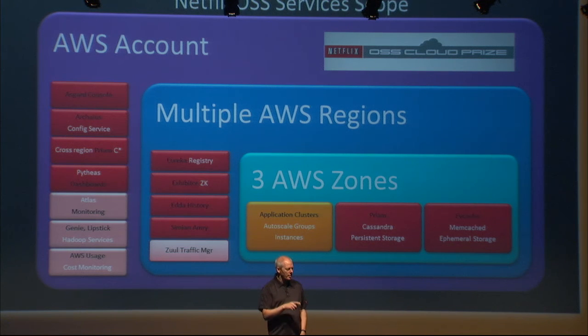We have monitoring, the slightly more pastel-looking ones aren't quite out yet. So Atlas for monitoring, we're still working on getting that ready to release. Genie and Lipstick, Hadoop surfaces. And AWS Usage is a cost monitoring tool that we'll be releasing later this month.